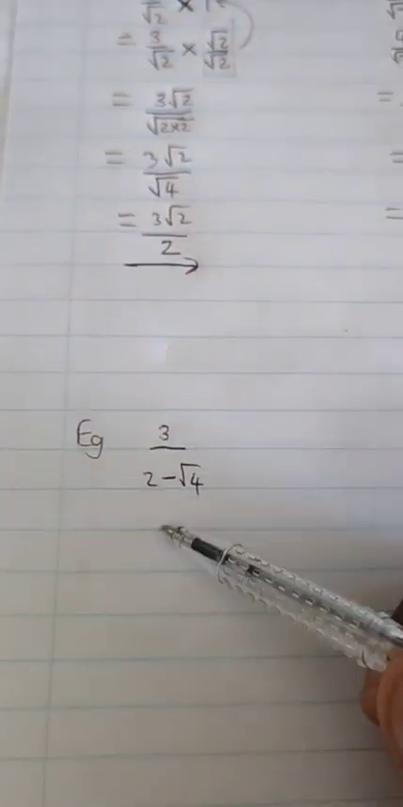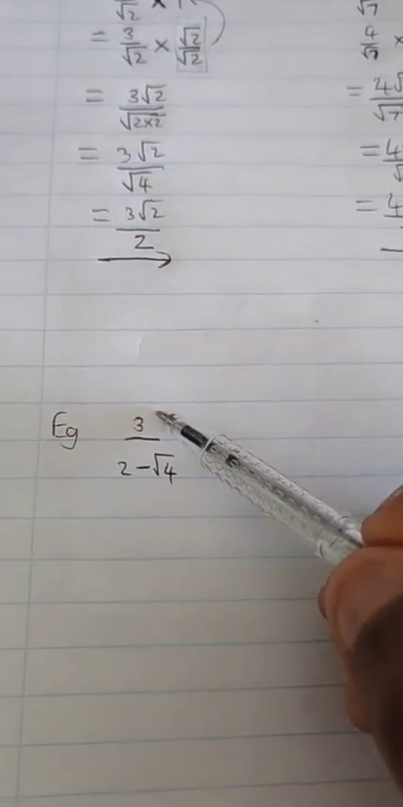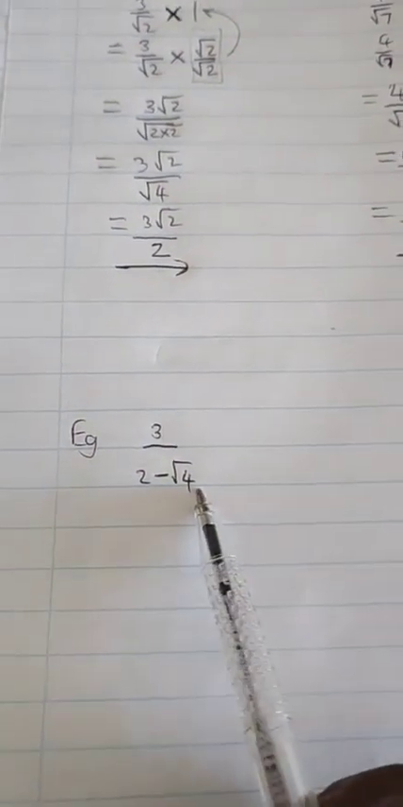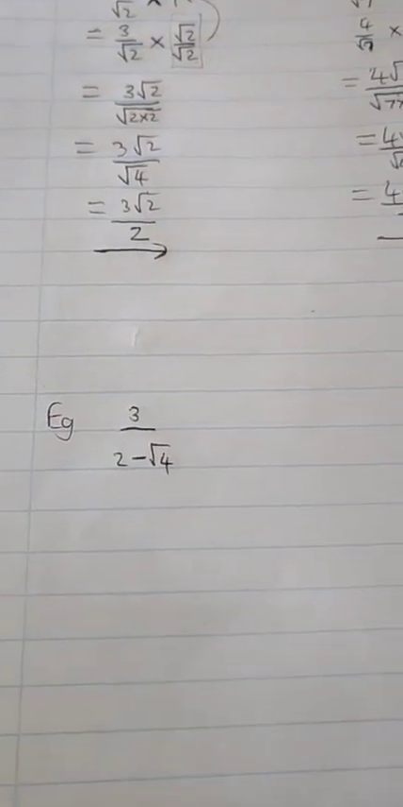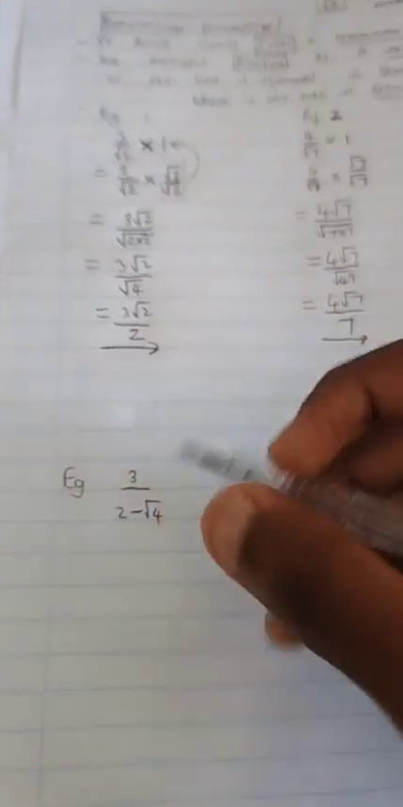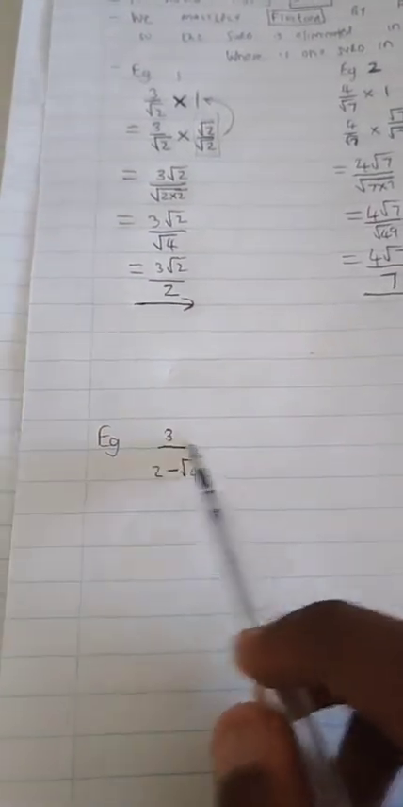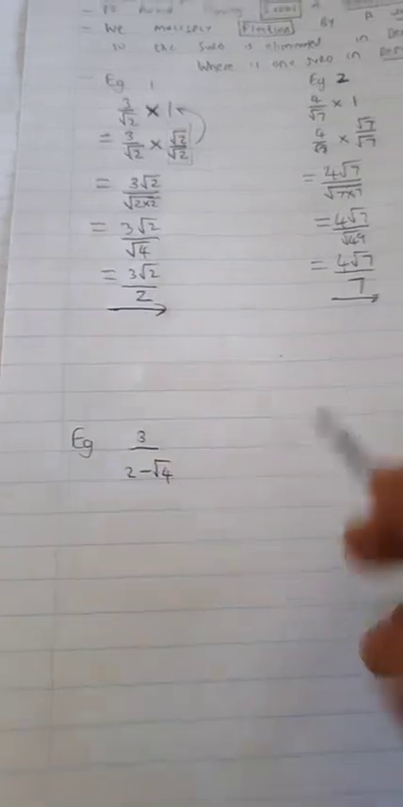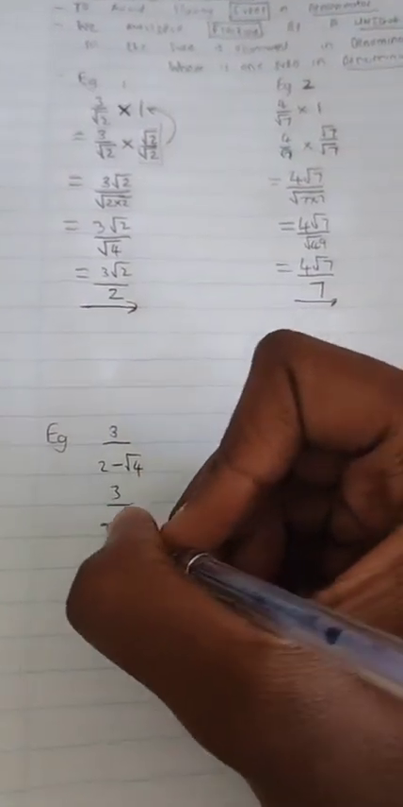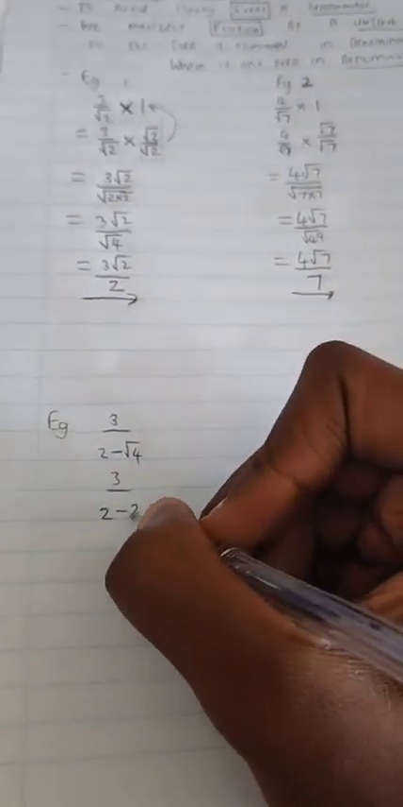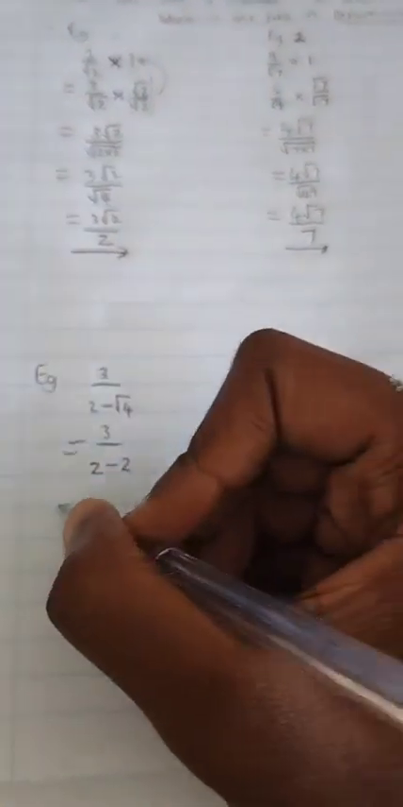If we look at this fraction, we have 3 in the numerator. In the denominator, we have 2 minus root 4. Here, we want to simplify. Let's look at this question: 3 over 2 minus root 4. In the denominator, the square root of 4 we know is 2. So 3 over 2 minus 2. What's 2 minus 2? It is 0. So therefore, what is 3 over 0?